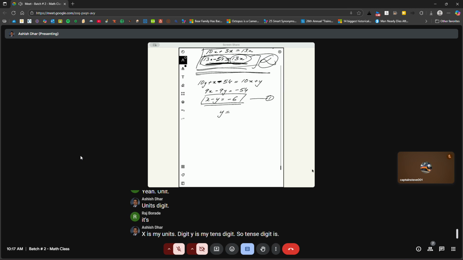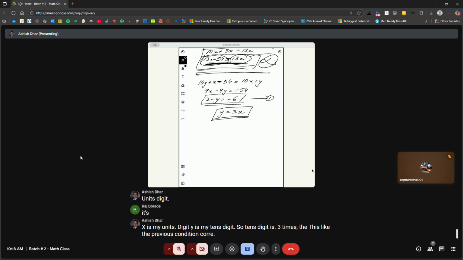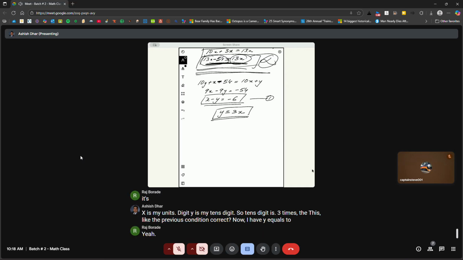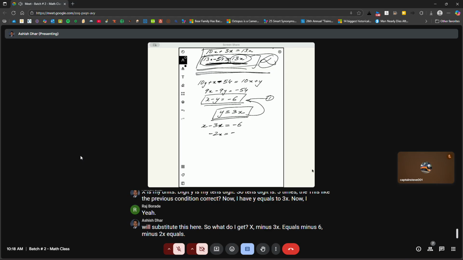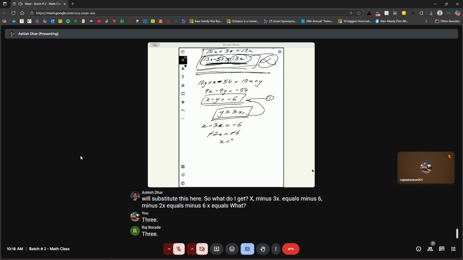So tens digit is 3 times this, like the previous condition, correct? Yeah. Now I have y equals to 3x. Now I will substitute this here. So what do I get? X minus 3x equals minus 6. Minus 2x equals minus 6. X equals what? 3.